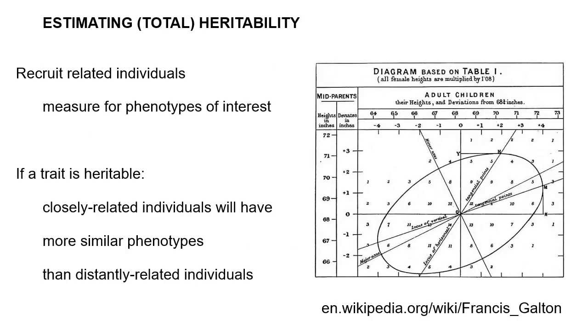This slide provides an overview of how we estimate total heritability. It requires related individuals. The basic idea is that if a trait is heritable, the more closely related individuals, for example brothers, sisters, parents, children, will tend to have more similar phenotypes than less closely related individuals and unrelated individuals. We've been able to estimate heritability for a long time. This figure shows some data collected by Francis Galton over 100 years ago. What he did was compare the height of children with the average height of the parents, and he observed that taller parents tended to have taller children, and therefore he concluded that height was a heritable trait.